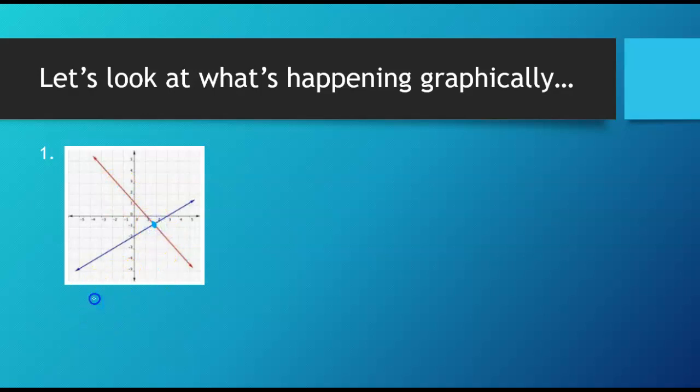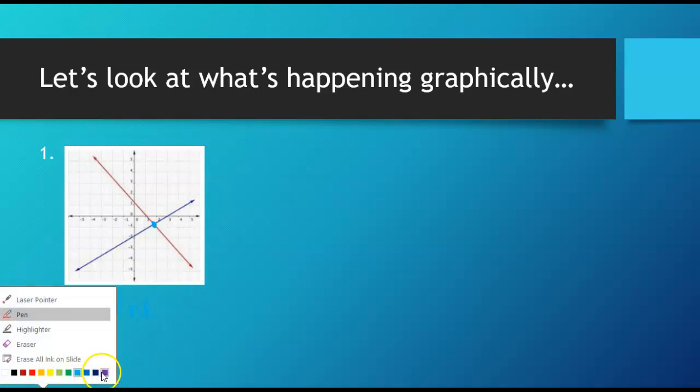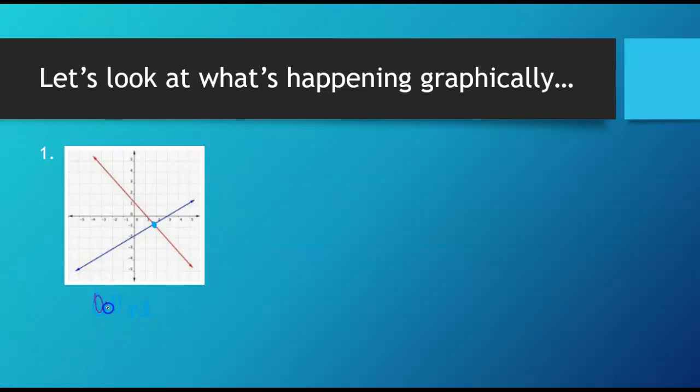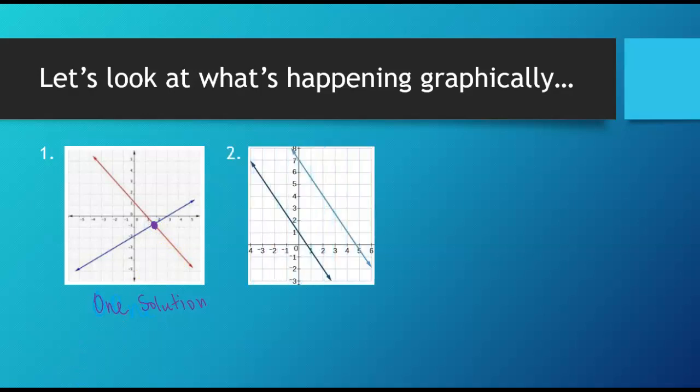If that is the case, then there would be one solution. It would only have one solution because they're only meeting at the same x and the same y in one point, okay? The other things that can happen, there's two more things that could happen.